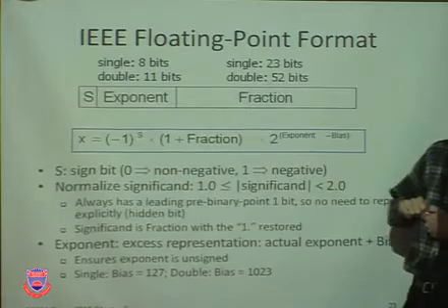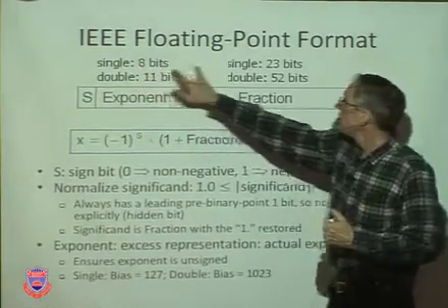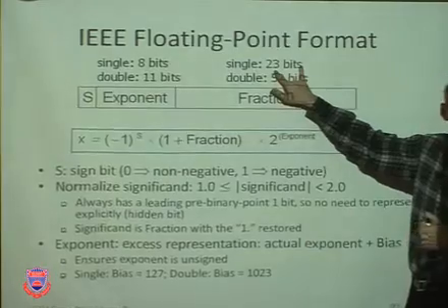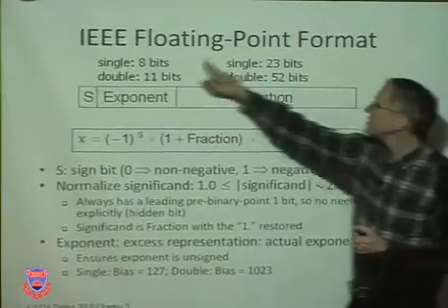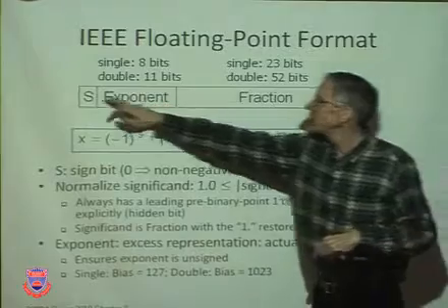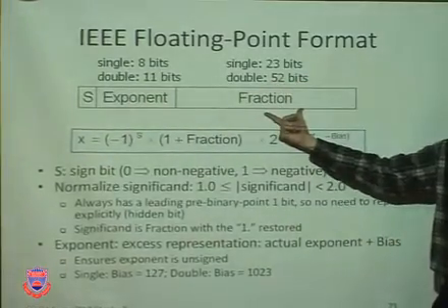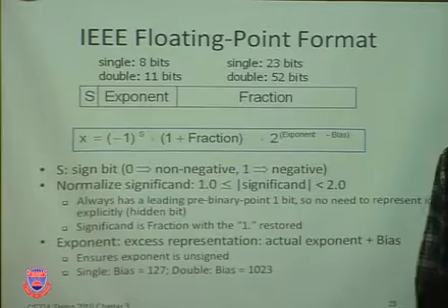For the single precision standard, the exponent will be an 8-bit exponent, and the fraction will be a 23-bit number. So 23 plus 8 plus 1 makes 32 bits. For the double precision standard, after the sign bit, we'll have 11 bits of exponent and 52 bits of fraction, making a grand total of 64 bits.